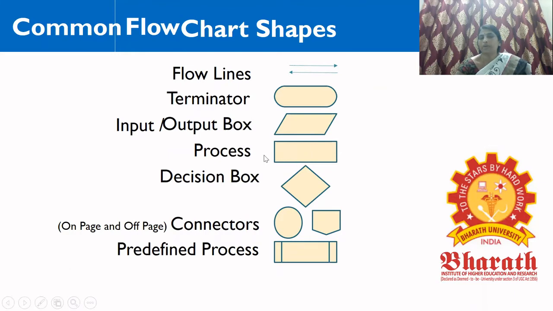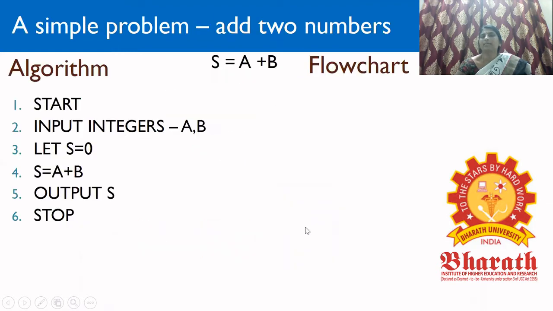And the process oriented instructions are indicated by a rectangle. The decision box is similar to a rhombus. The on-page connectors are represented by an oval, and the off-page connectors are represented by this shape. Any predefined process or subroutine is indicated by this shape. Let's see a sample problem where we apply the procedure one by one.